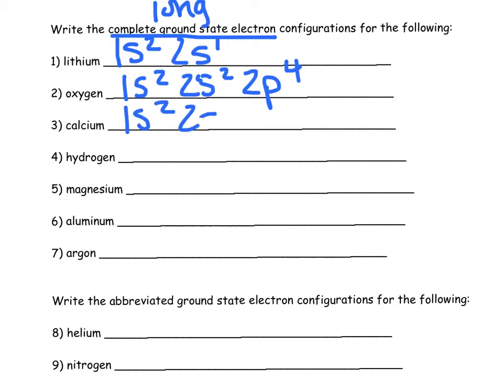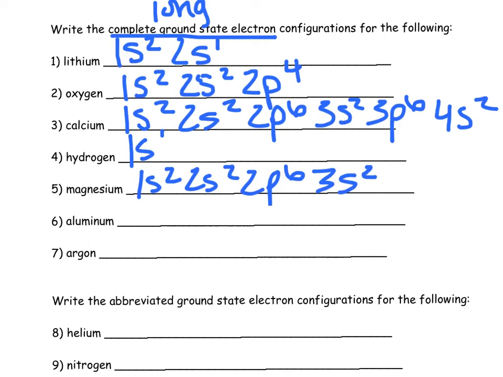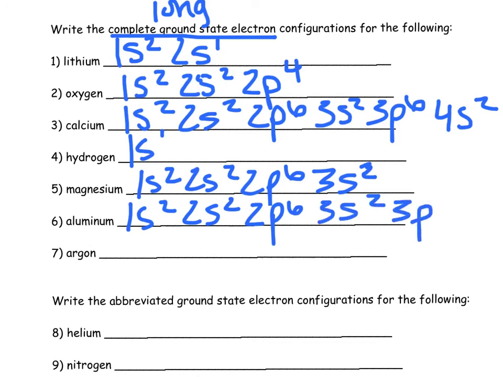Calcium, 1s2, 2s2, 2p6, 3s2, 3p6, and where am I? I'm at argon, and then 4s2. Hydrogen, easiest one, 1s1. Magnesium, that's neon. Magnesium, and I'm done. Okay, aluminum, 1s2, 2s2, 2p6, 3s2, and then we have 3p1 because it's the first element in the P block.